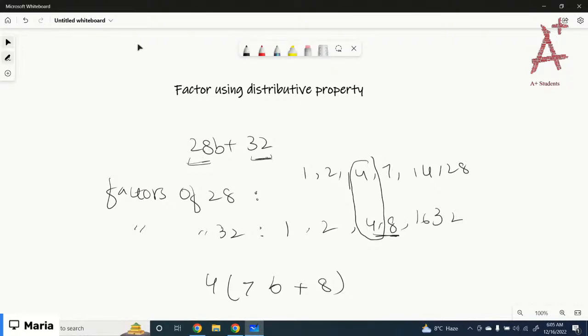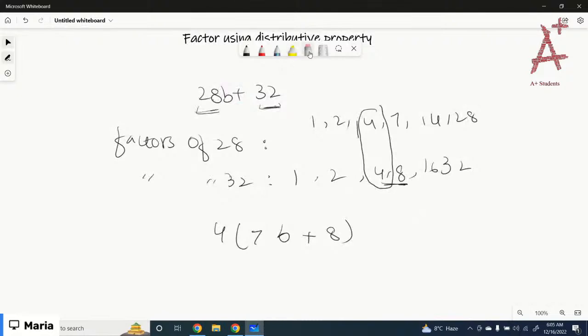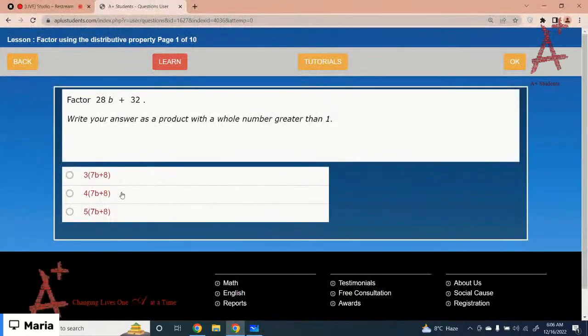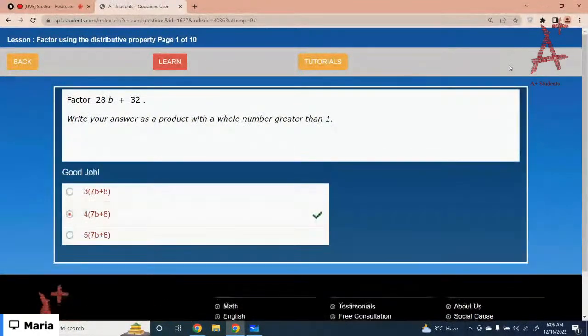Either you can add another step: we know that 4 is the greatest common number for both the numbers, so divide both the terms by 4, 28b by 4 and 32 by 4. You'll get the same answer. 4 times 7 is 28 and 4 times 8 is 32. That means 4 is common and you have 7b plus 8. So it would be 4 times 7b plus 8. That second option is the correct one. Just select the correct option and click on the OK button.